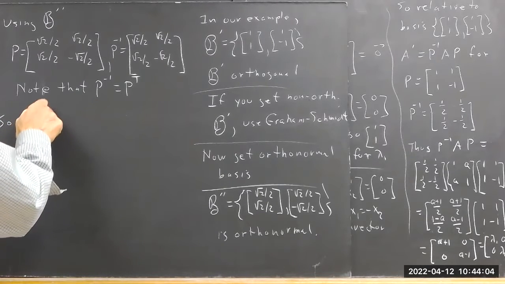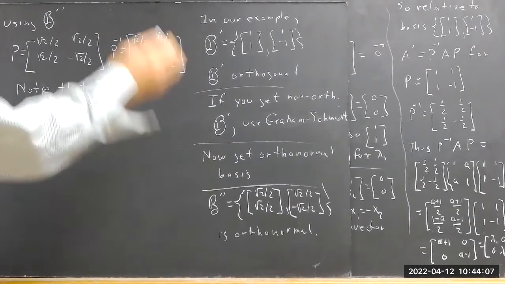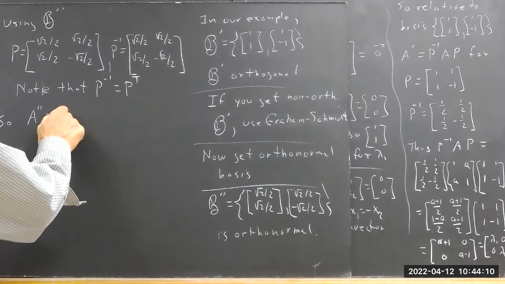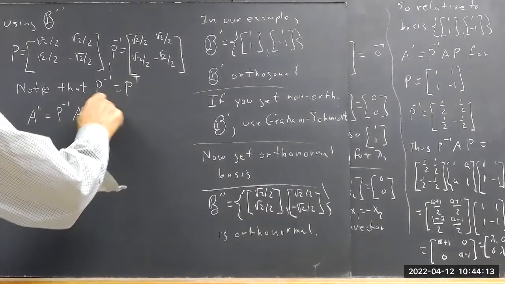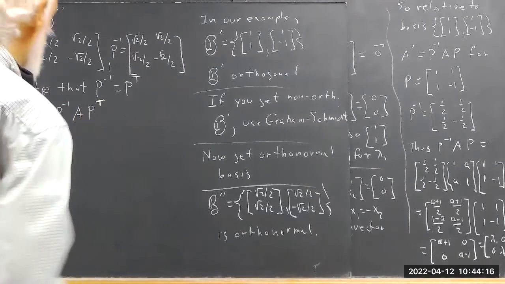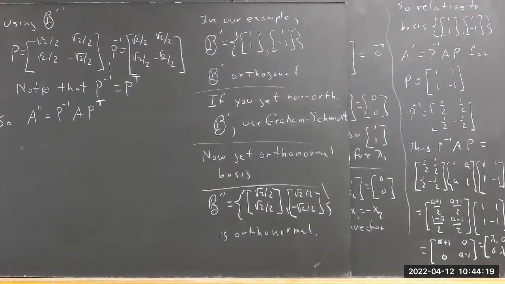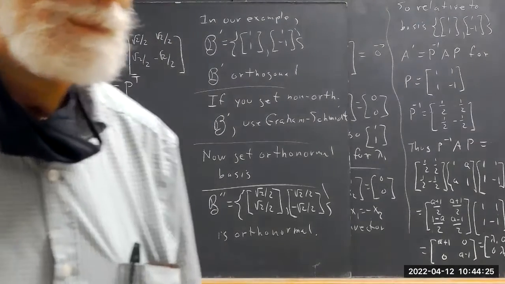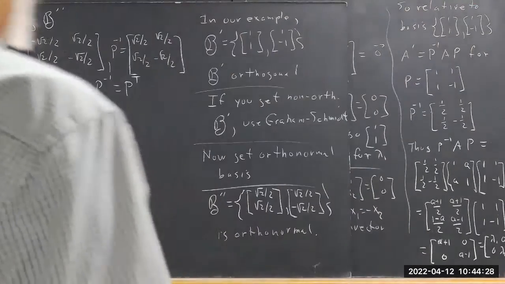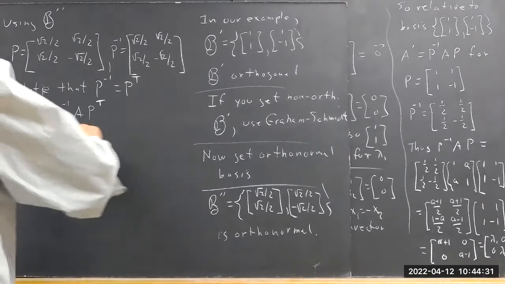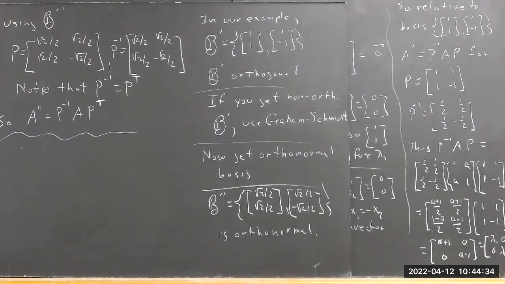So A double prime, which is your matrix relative to this basis, is P inverse A P, which is P transpose A P. So if this is always true, that saves you a lot of trouble. Well, since I already gave it away and said it's always true, let's explain why it's always true. Okay.